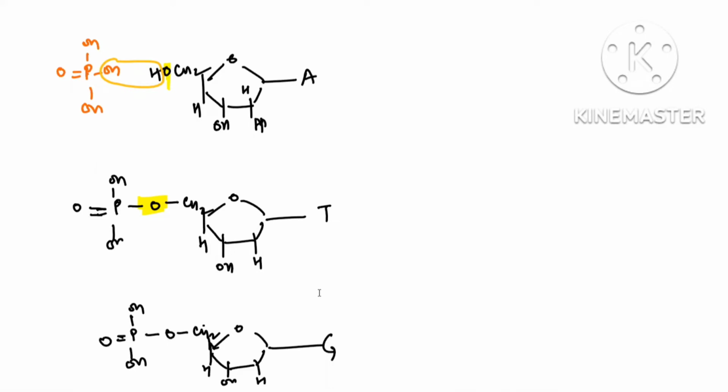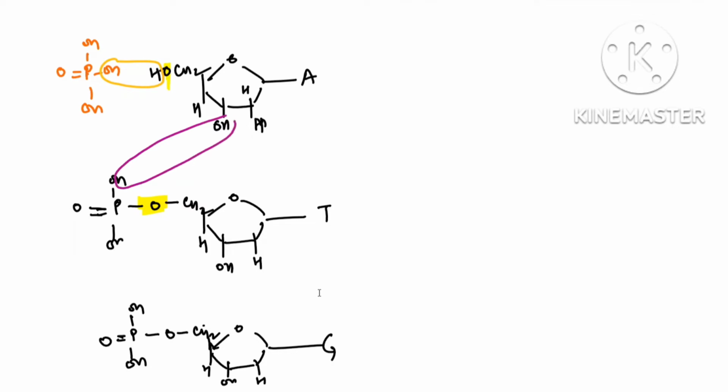This much is clear on my board right now. I have drawn 3 nucleotides. Now see, I have to join them. 2 nucleotides I have to join. And how will I join? Again by removal of a water molecule, meaning a condensation reaction. But between whom? Between the third OH and this one.